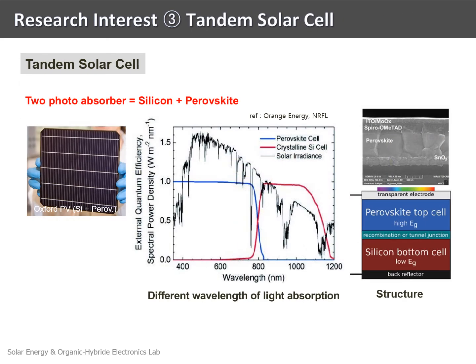Another application is the tandem solar cell. The tandem method employs more than two photo-absorbing layers. Each layer absorbs light of different wavelengths. So, if we combine them, we can absorb light of a broader range of wavelengths. This method leads to the higher efficiency of the solar cell. The photo here shows the tandem solar cell employing silicon and perovskite as photo-absorbing materials.